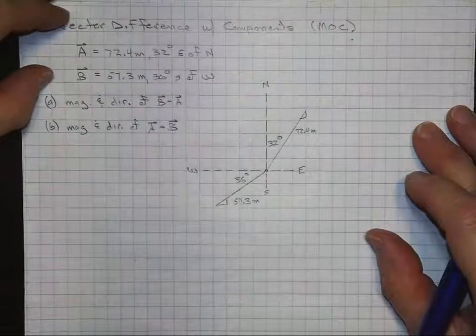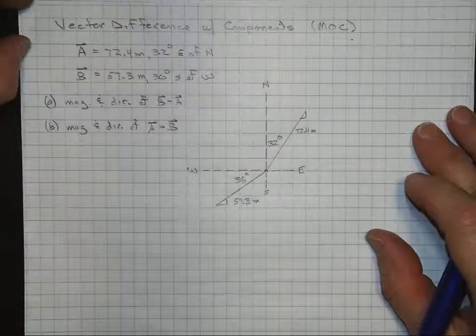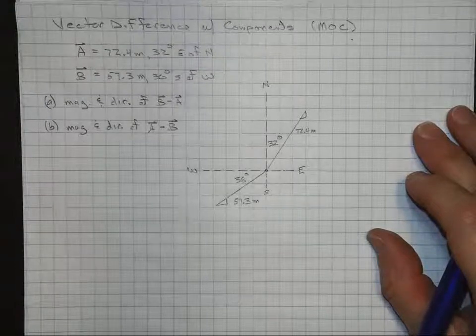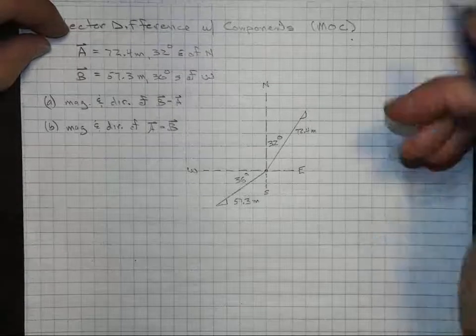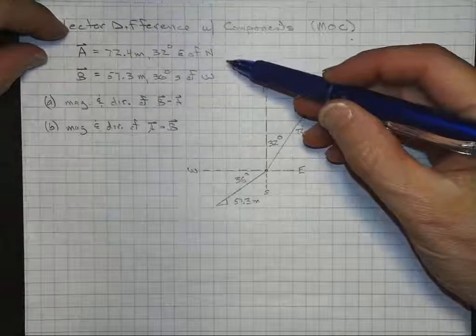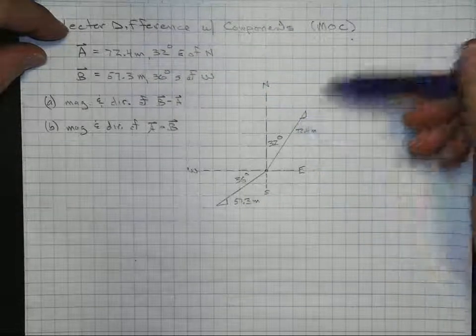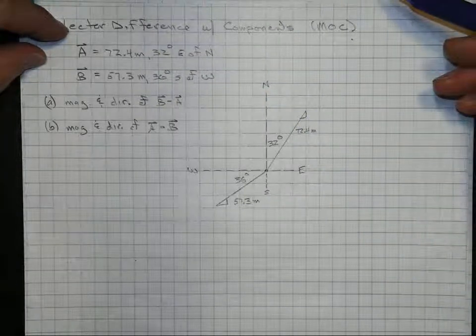Okay, everybody, we're going to take a look at doing a vector difference now with components. Instead of doing it graphically head to tail, we're going to use the method of components. I picked two vectors that are a little more involved as far as drawing goes, and I've already set it up a little bit beforehand to speed up the process.